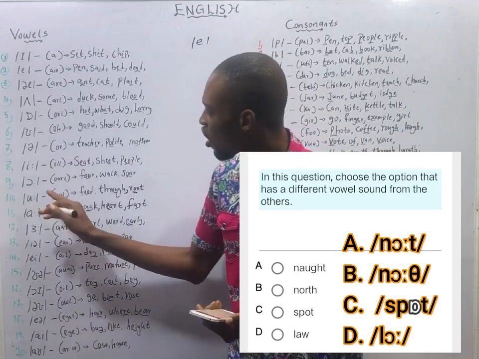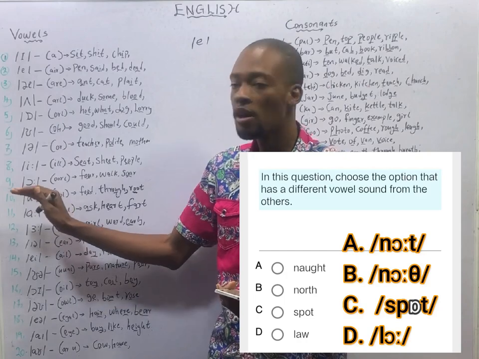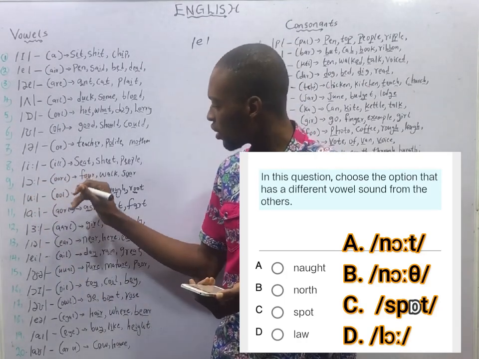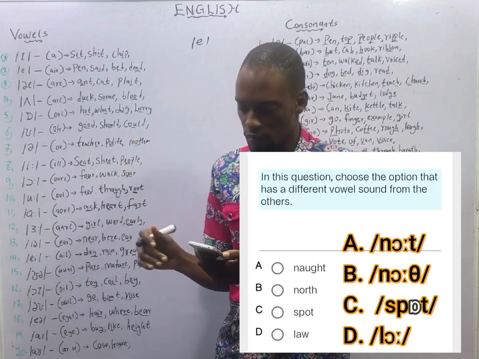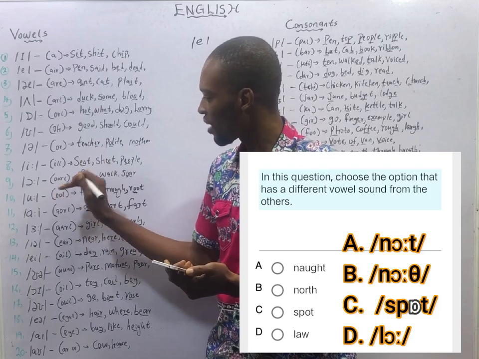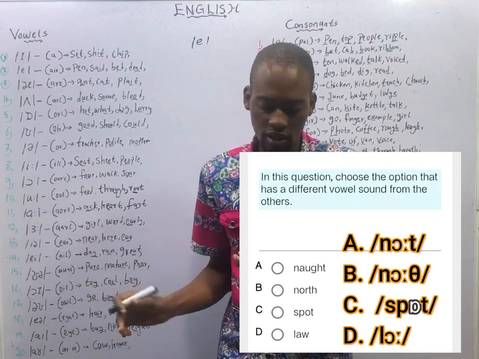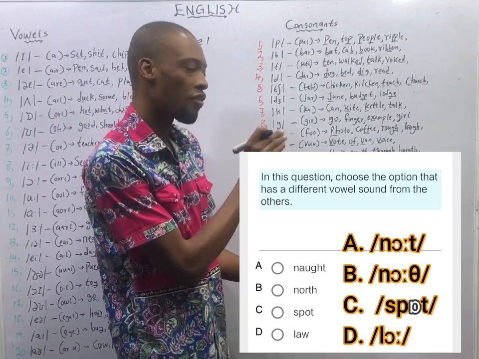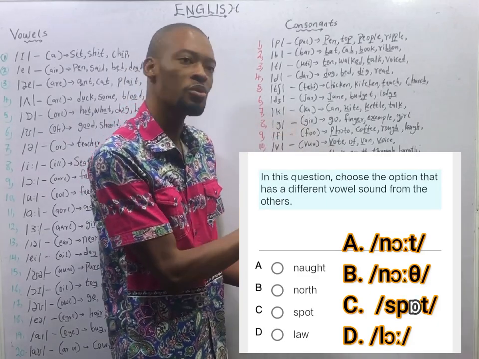Not has the O sound, the long vowel sound, as in fall, as in walk, as in so. Not has the O sound as well. It also has the theta sound, as in think, month, true, breathe.